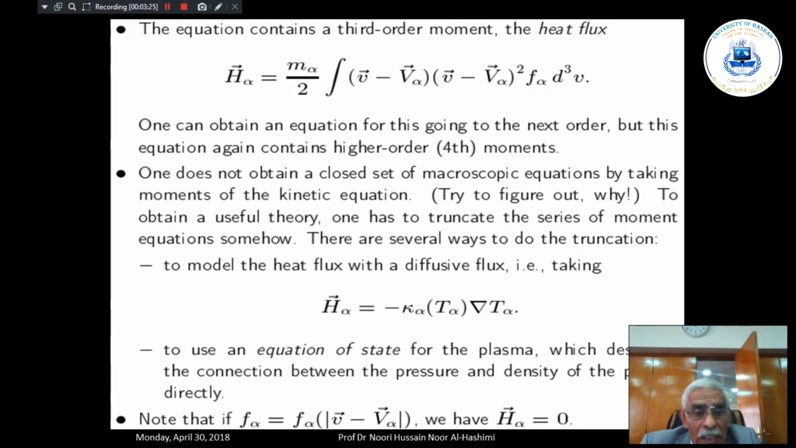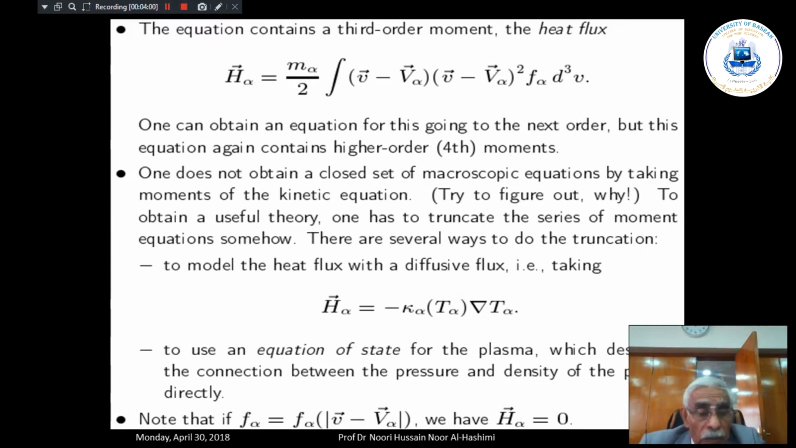To model the heat flux with a diffusive flux, i.e. taking H sub alpha equal only minus kappa sub alpha of T sub alpha del T sub alpha. To use an equation of state for the plasma, which describes the connection between the pressure and density of the plasma directly.